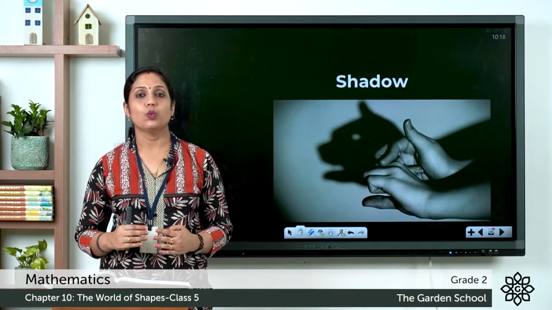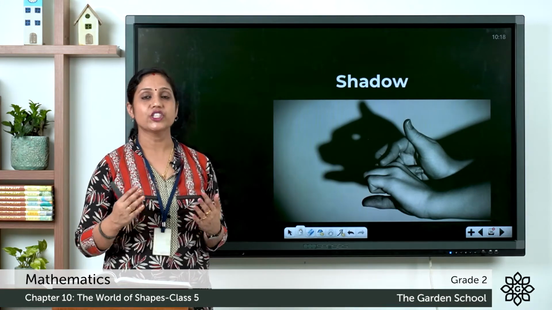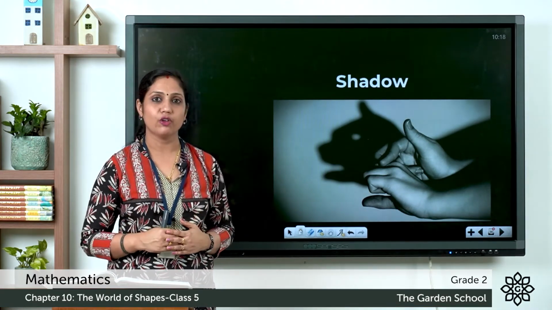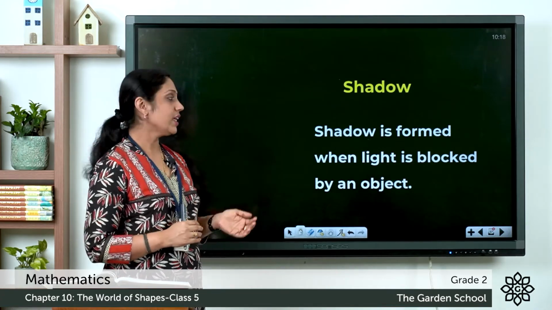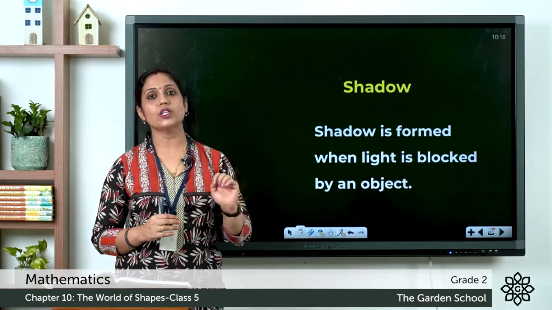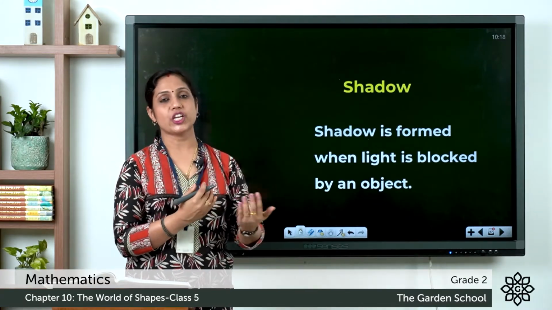First, let's learn what is shadow. So, you might have noticed always a shadow forming. So, why does the shadow form? The shadow is formed when light is blocked by an object. So when the light is blocked by an object, the shadow forms.